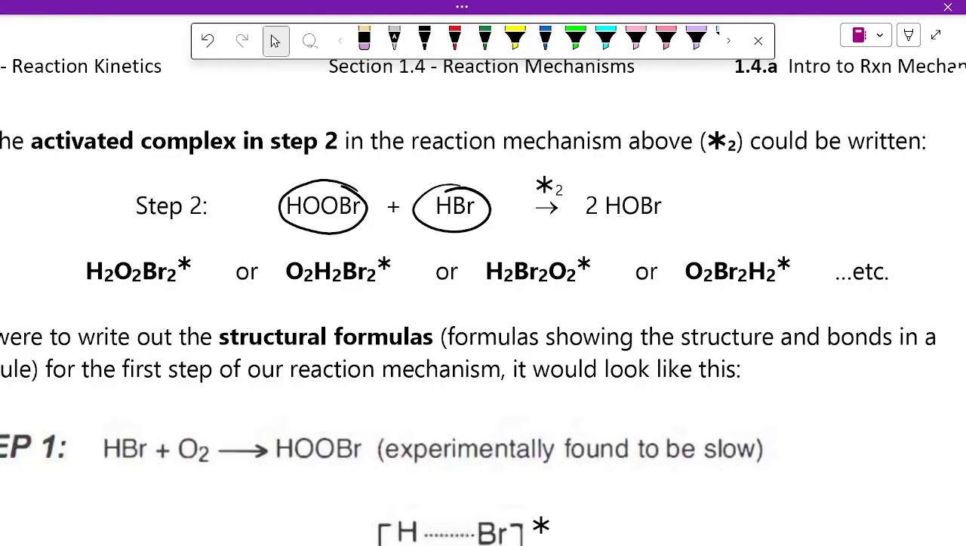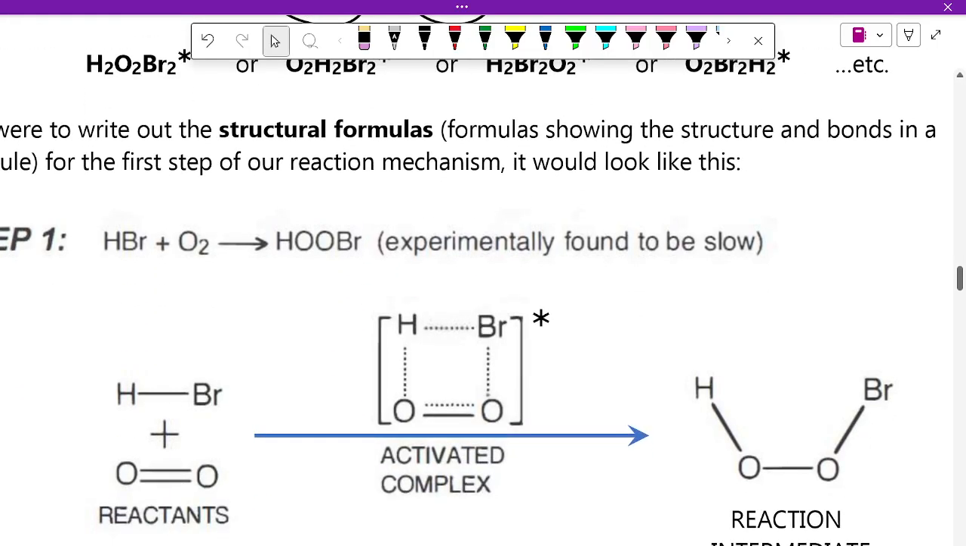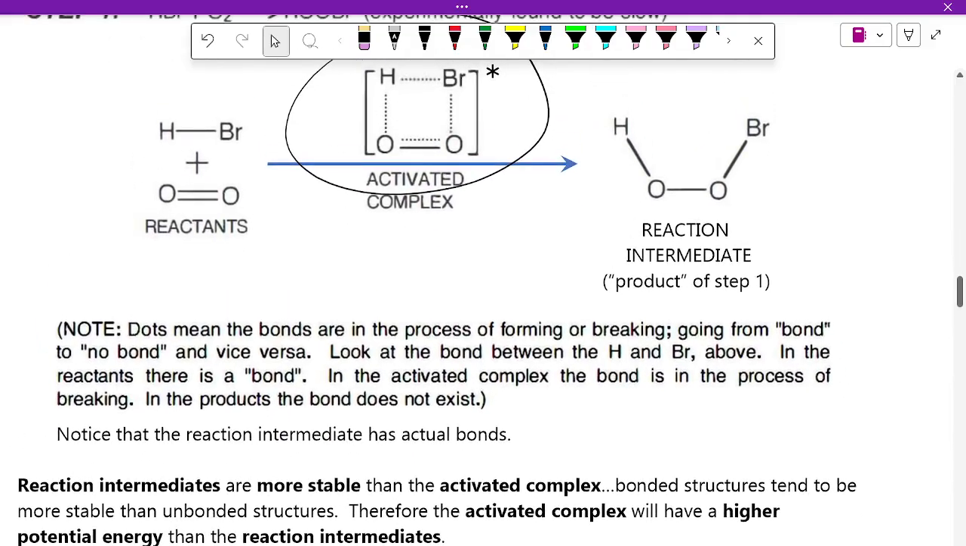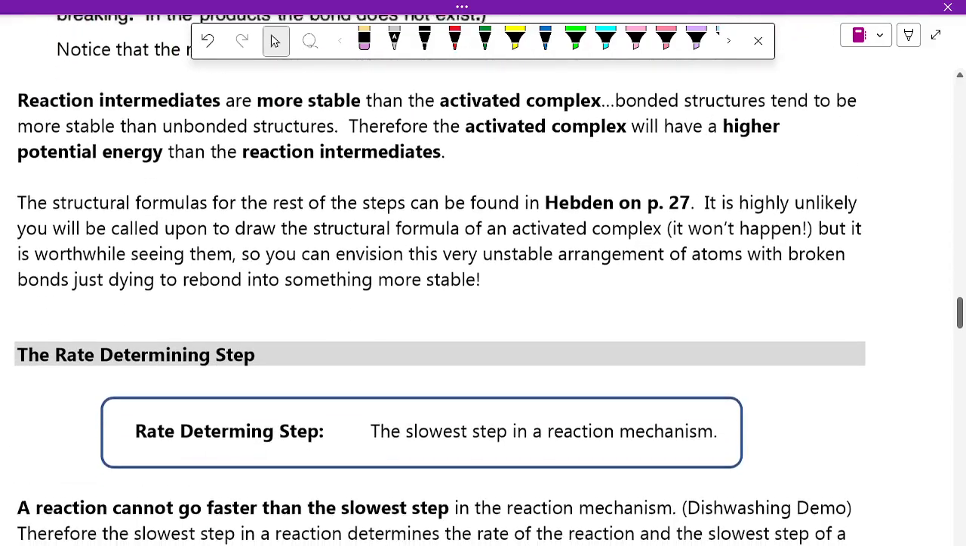Now, what do chemists maybe think it looks like? They think maybe it looks like when you get an HBr and an O2, maybe the activated complex in step 1 looks like that. Maybe, but who knows really? Okay, we don't.